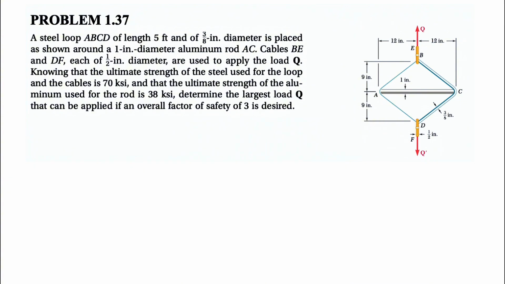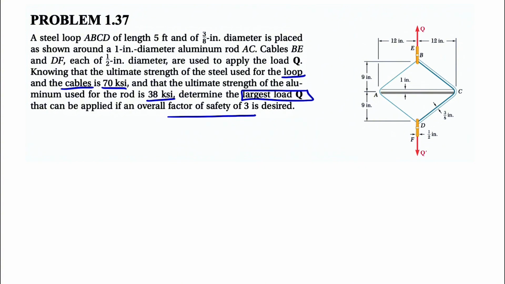We know that the ultimate strength for the loop is 70 ksi, and for the aluminum rod is 38 ksi. So we have the same ultimate strength for the steel, for the loop, and the cables. And we need to determine the largest load Q that can be applied, and we have an overall factor of safety of 3.